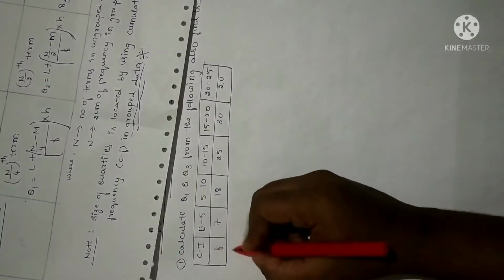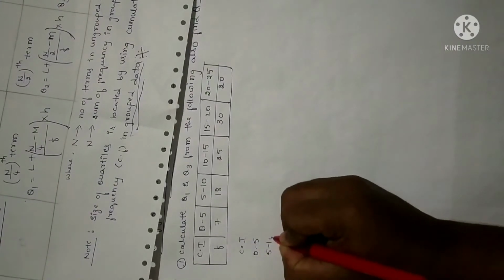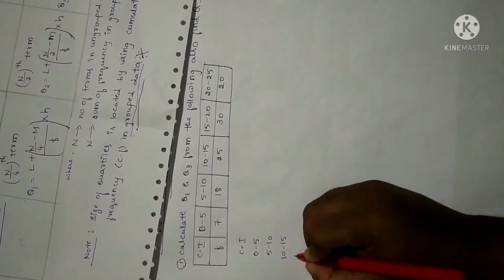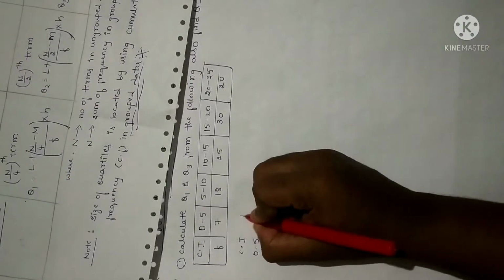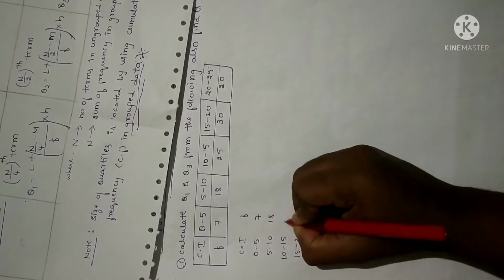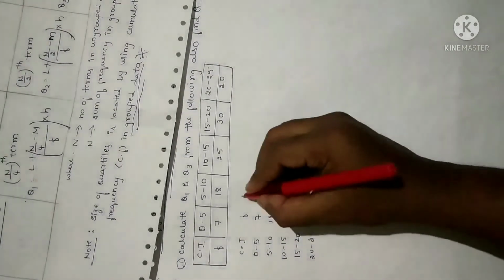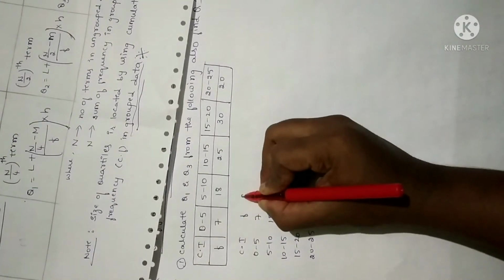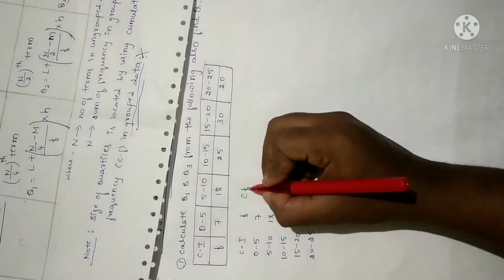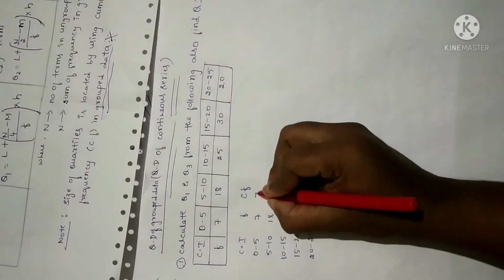First, before that, let me write the given data. Class interval is 0 to 5, 5 to 10, 10 to 15, 15 to 20, 20 to 25. Now frequency is 7, 18, 25, 30, 20. Here there is no need to calculate the x value. We are locating it only with reference to cumulative frequency, so it is enough to find out cumulative frequency.